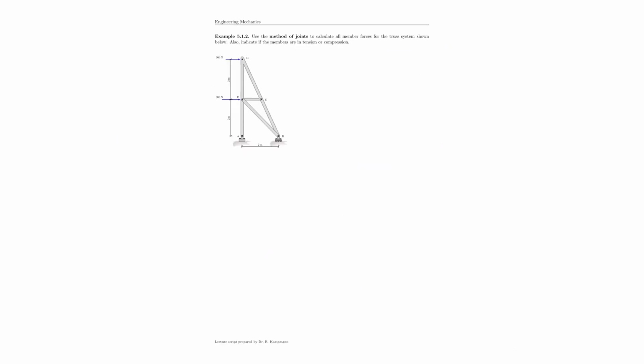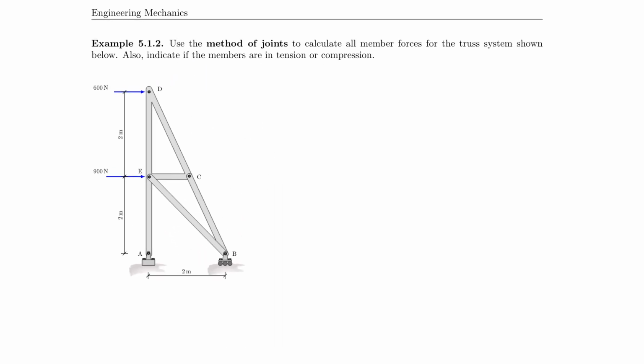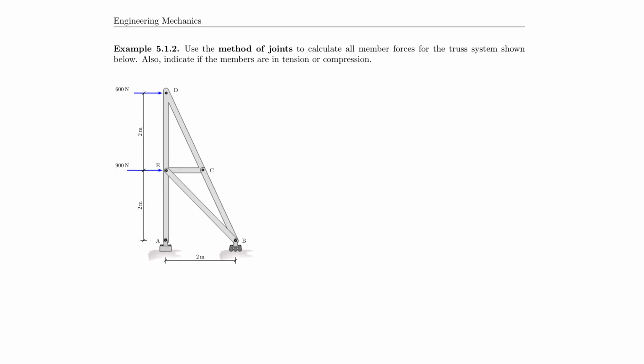So now I will leave this next problem for you and for your groups to solve. This is a very interesting problem. Let me just give you an introduction to it. There's a pin down here and a roller down here. And you see there are triangles, effectively. I have a first triangle here, another triangle up here, and effectively a triangle here as well. And two external forces. So what would I do here?